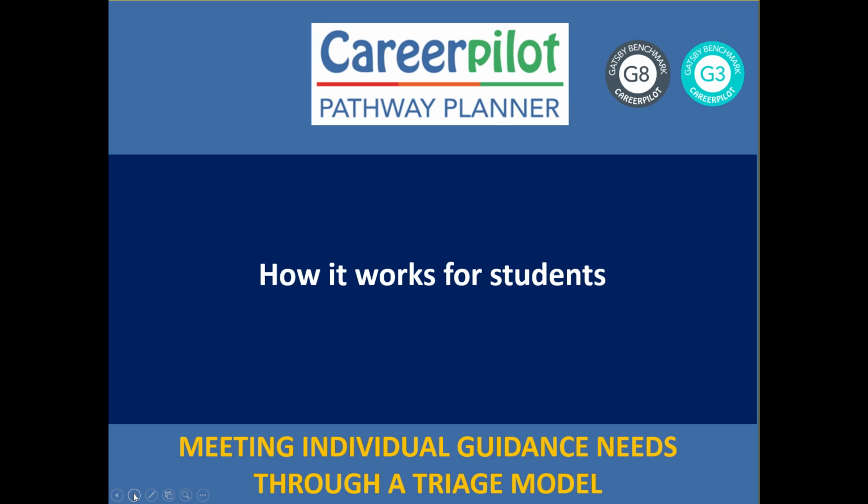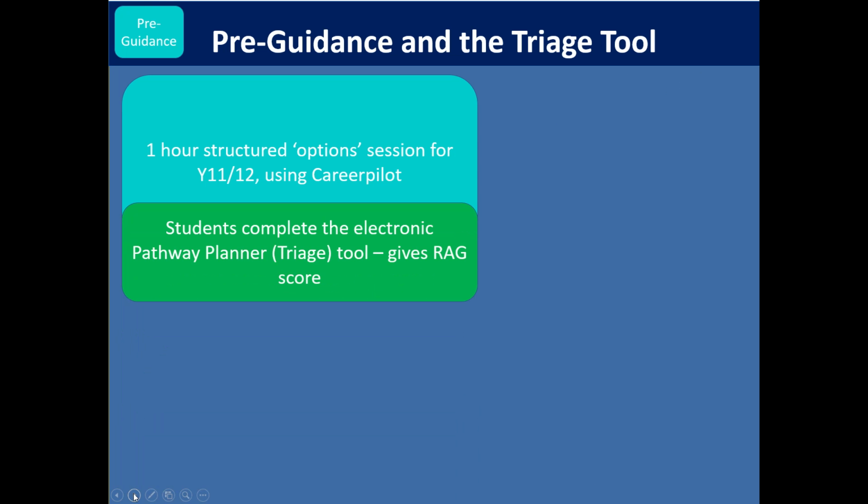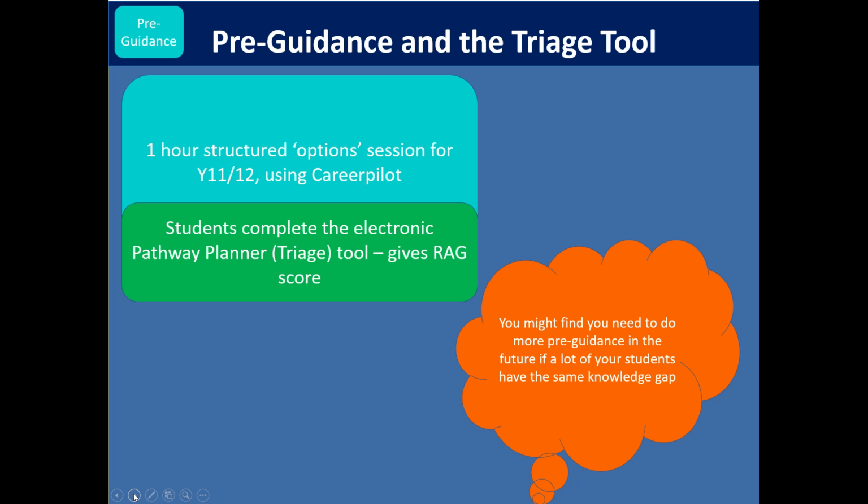Okay, so just a quick reminder of how it works for students. They're going to get their 1 hour session, they're going to do the pathway planner. What you might find from the data is that it indicates something you need to do in your program if you don't want to end up with lots of kids being red. So for example, you might find that if you did more preparation about apprenticeships, they wouldn't end up not understanding the answer to a question regarding apprenticeship. So it can help you with your program as well as allocating student guidance.